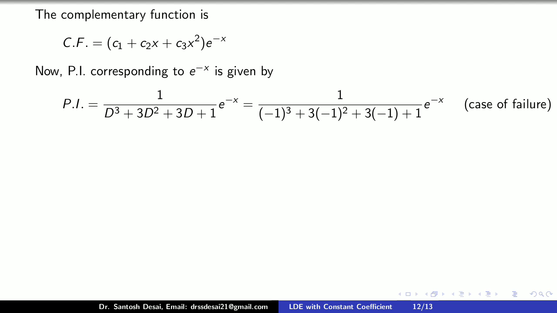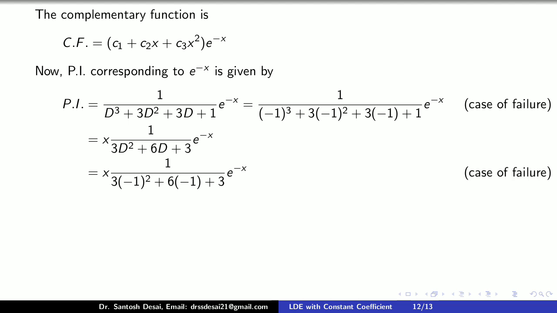Now as it is a case of failure, so first we write independent variable x, then take the derivative of the denominator, that is 3d square plus 6d plus 3 into e raised to minus x. Again put d is equal to minus 1. So we get this is equal to x into, and d is equal to minus 1. Simplifying this again we get 0. So therefore it is again a case of failure.